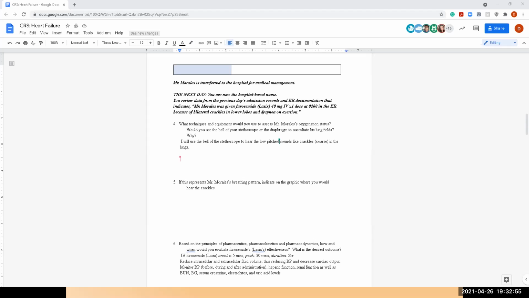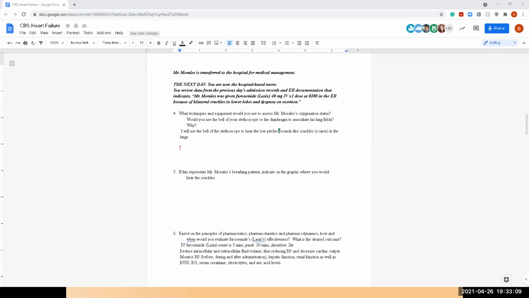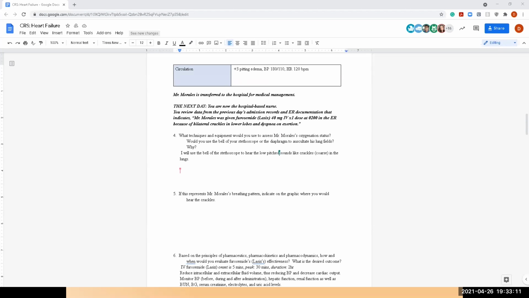Sorry, guys. I've looked it up in a couple of different places, and it looks like there's a differentiation between fine crackles and coarse crackles. Yes, there is. Coarse crackles can be more of an indication of pneumonia, whereas fine crackles are an indication of edema, and fine crackles are more high pitched and coarse crackles are more low pitched. So in this case, because it was edema that we're looking for, and we talk about fine crackles, those are going to be high pitched. So I would use the diaphragm. That was the logic that I used.